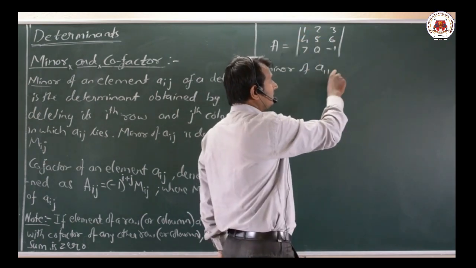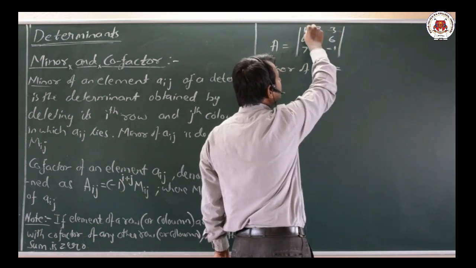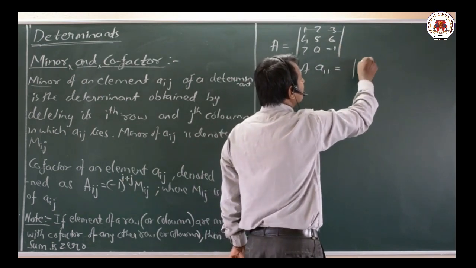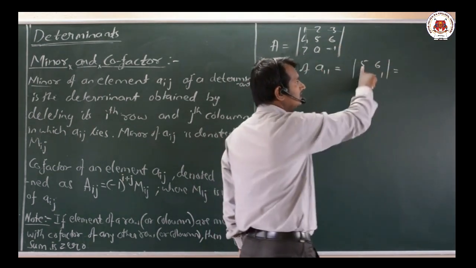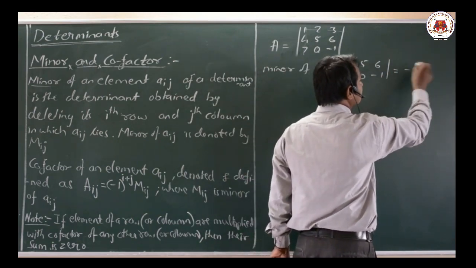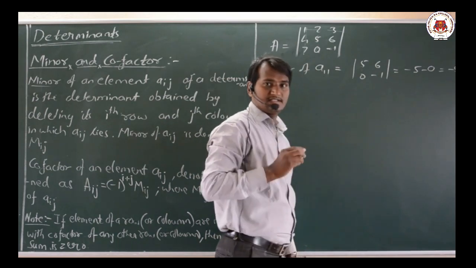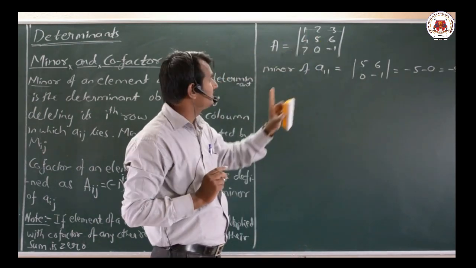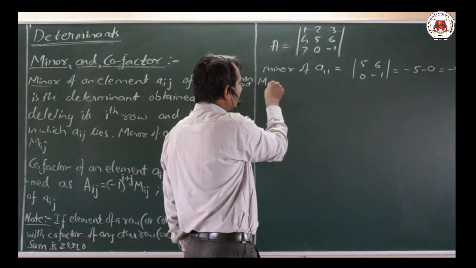Minor of A11: the minor of 1 means we have to delete this row and this column. What is the remaining part? We take the determinant of it, that means 5, 6, 0, minus 1. The value is minus 5. Is it clear? That is our minor of the value 1, that is A11, and it is denoted by M11.